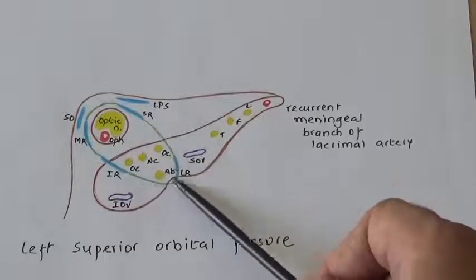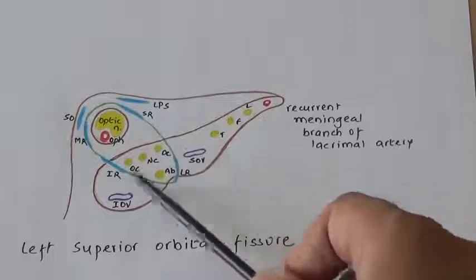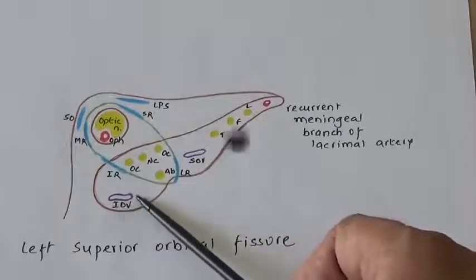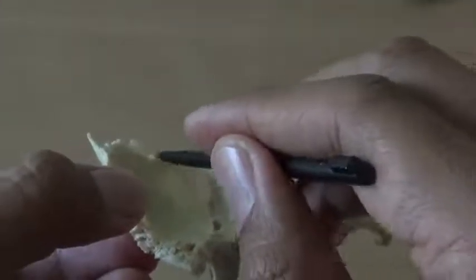So these many nerves are passing through the middle compartment, and the medialmost compartment will allow passage of the inferior ophthalmic vein. So this is about the superior orbital fissure.